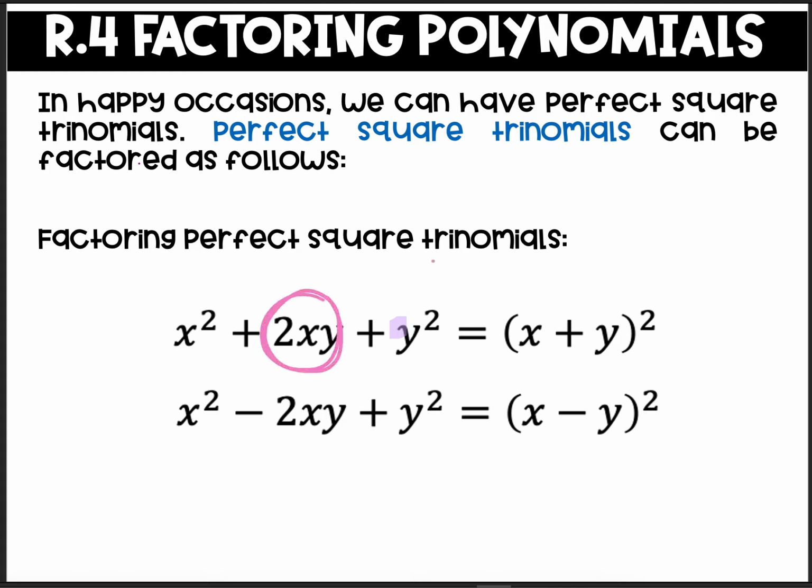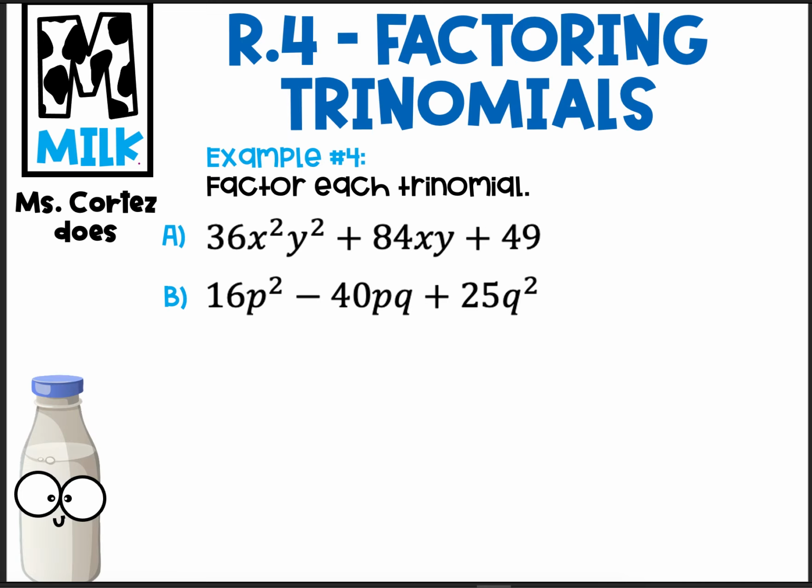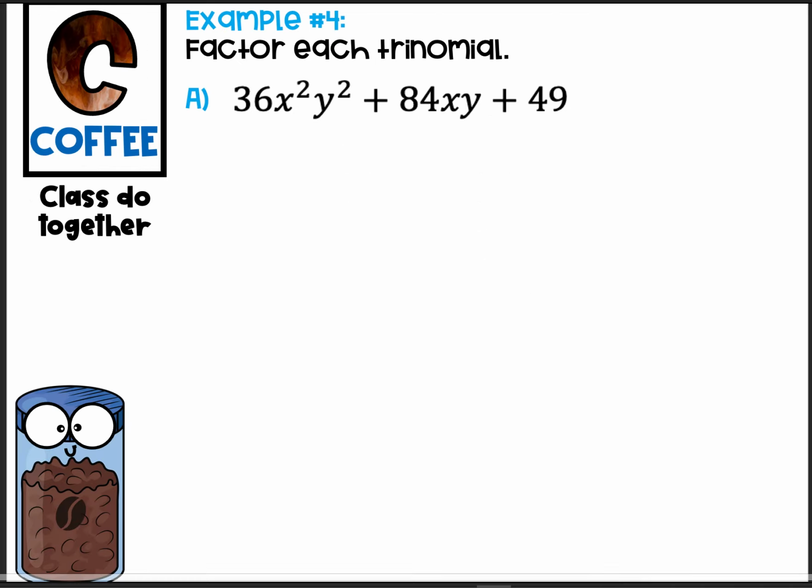After you check the first and last terms, you will have to check if the middle term, or the second term, would be twice the first and last value multiplied together. Here are the two examples. I'm going to start with A. We have 36x squared y squared plus 84xy plus 49.